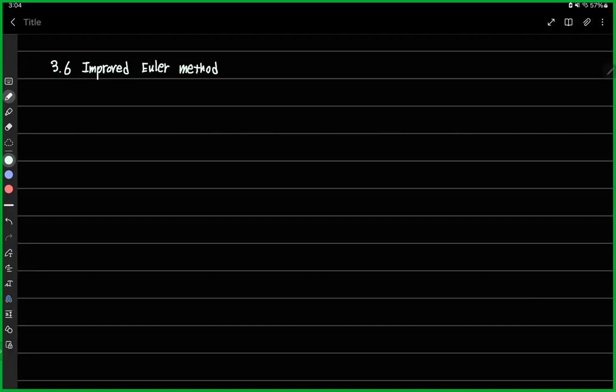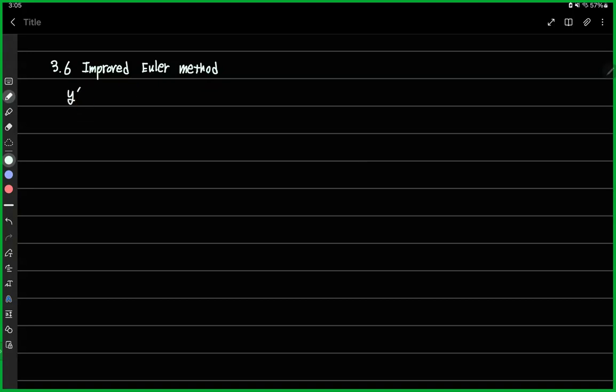So today I'm going to introduce the fundamental numerical method, which is a little bit better than the Euler method. This is called the improved Euler method. So let me derive the formula for the improved Euler method.